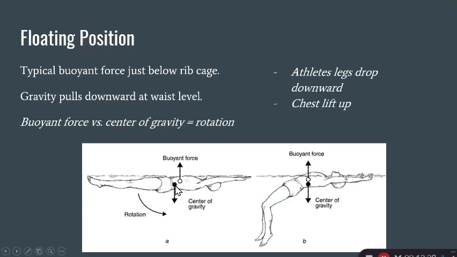There's a small force arm here, and gravity is pulling down on our center of gravity. Because of that small force arm, that's going to pull our legs down, and our chest will tend to lift up a little bit. It's going to keep doing that, legs going down and chest up, until our center of gravity lies below our center of buoyancy. And that's typically where you're going to be able to float in the water.